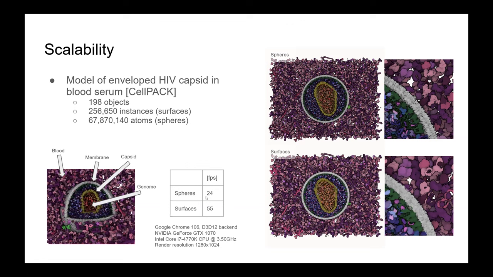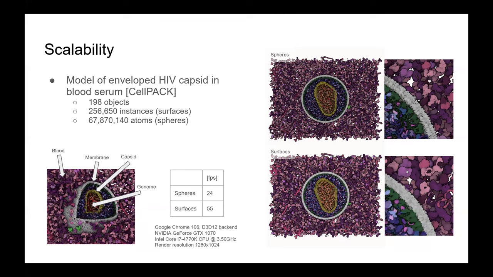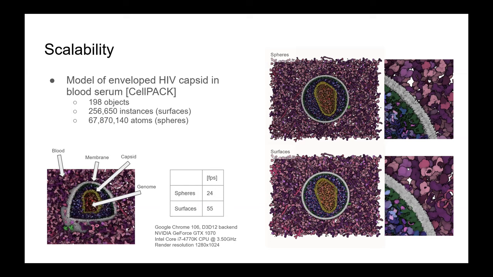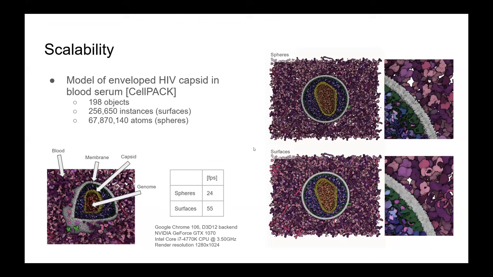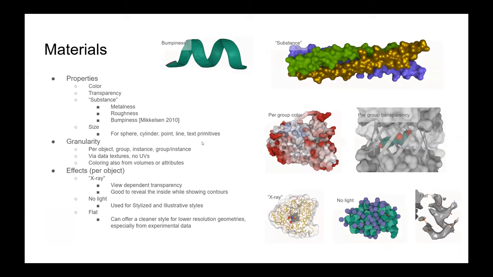But we can also, as a sort of LOD, create surfaces around the proteins the spheres represent. And then we can double the frame rate. This also suggests that if we find some way to add a good LOD mechanism to it, we can go to even larger systems, but there's no LOD mechanism at the moment. And then let me talk briefly about materials.